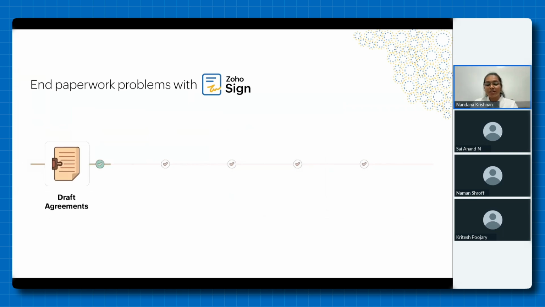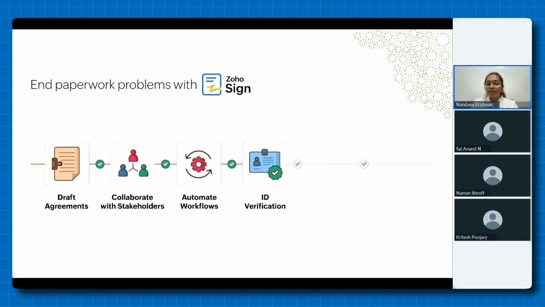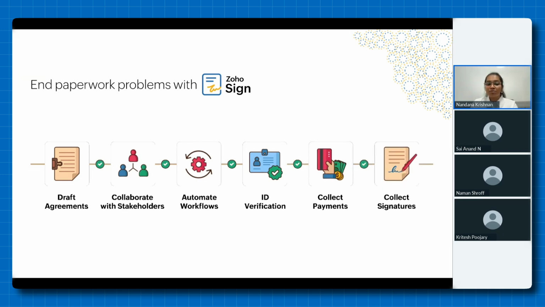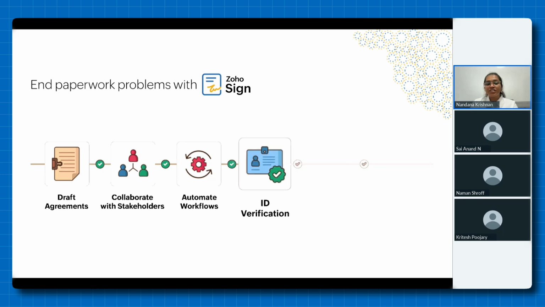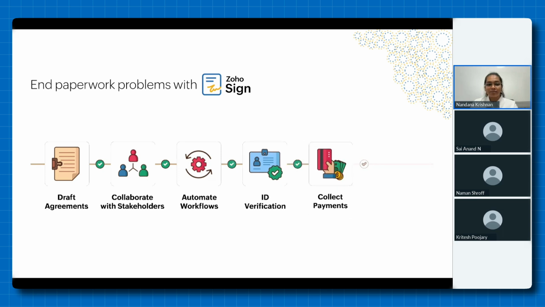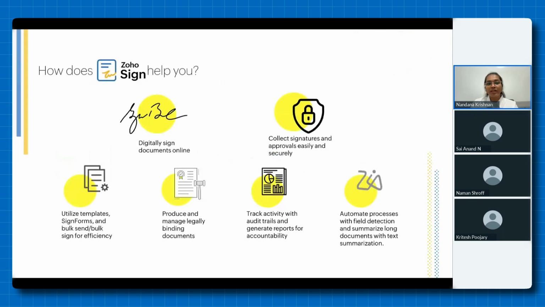Here's where Zoho Sign comes in. Zoho Sign helps you draft documents with ease, collaborate with stakeholders across various departments, automate workflows to minimize manual intervention, use ID verification to authenticate signers, collect payments from within agreements, and collect signatures from anywhere at any time. To find out how Zoho Sign can help you, here's a quick run through of Zoho Sign's top features.